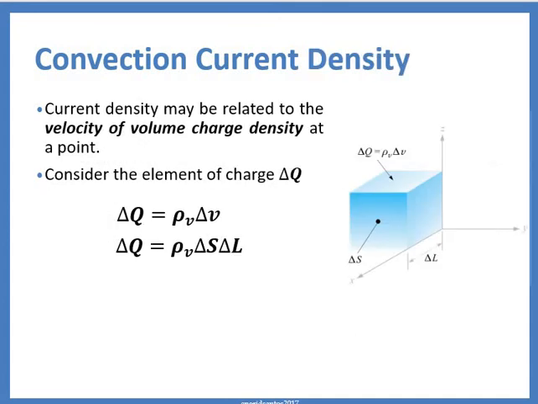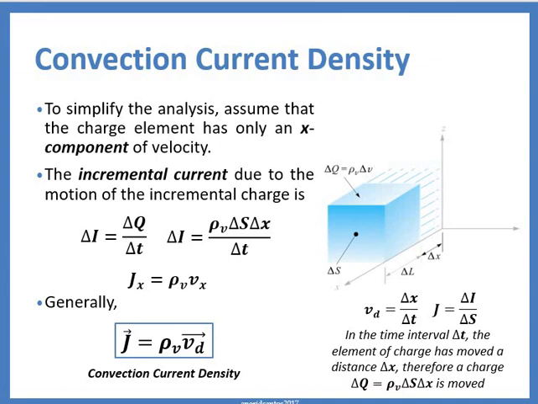Let's consider an incremental charge ΔQ, which can be expressed as the volume charge density times the incremental volume. By substituting the dimensions of the region for the incremental volume, we can get another expression for ΔQ. If the incremental charge is moving through the length of the region, Δx, we can derive an expression for the incremental current, as well as the current density in this region. Generally, the current density J is the product of ρ_v and the drift velocity.